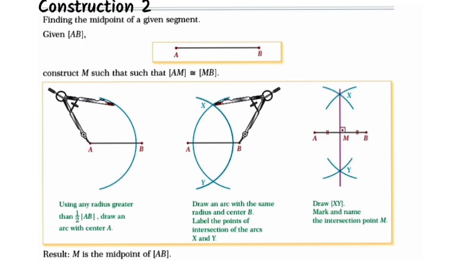Label the points of intersection of the arcs X and Y. Draw line segment XY, mark and name the intersection point M. M is the midpoint of line segment AB.